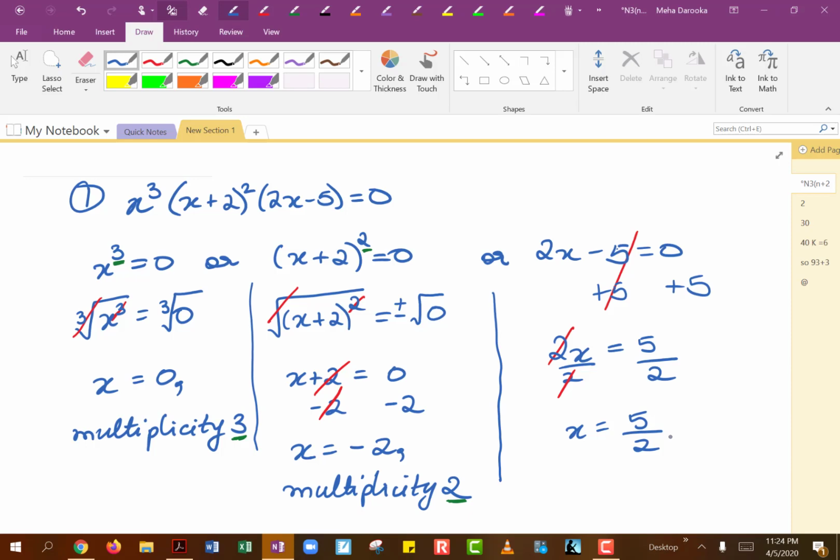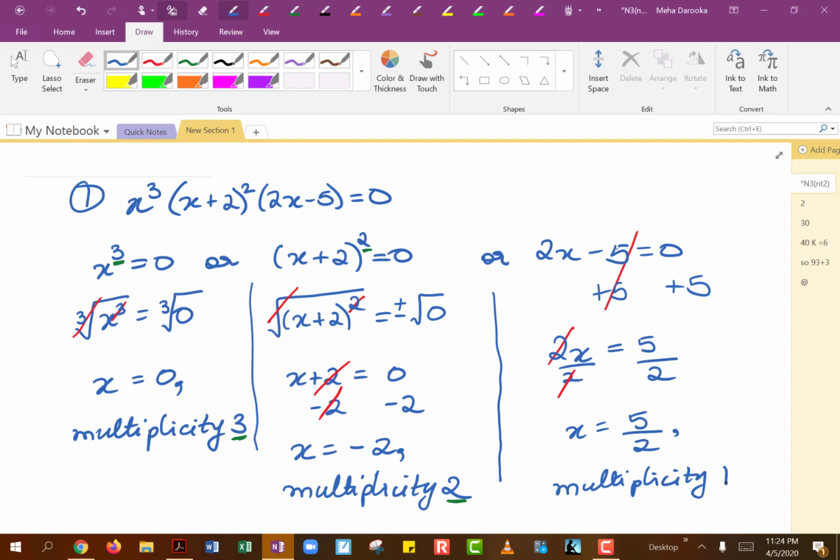And this is, of course, coming from the factor of 2x minus 5. You can see 2x minus 5 was not raised to any exponent, which tells you this only occurs one time. But if you want, you can say it has a multiplicity of 1, because this had no exponent on it, so it's understood that your exponent is 1. So this was, of course, given to us in the factored form.